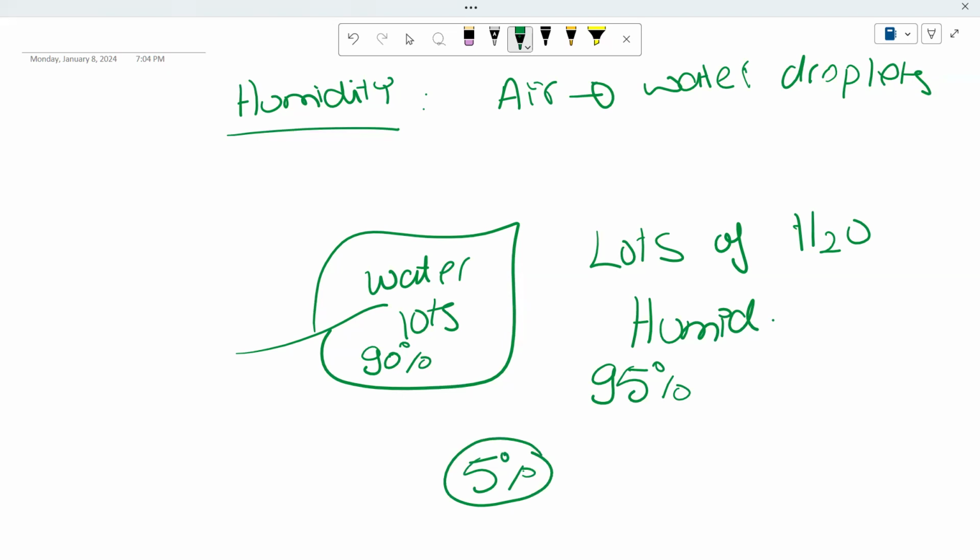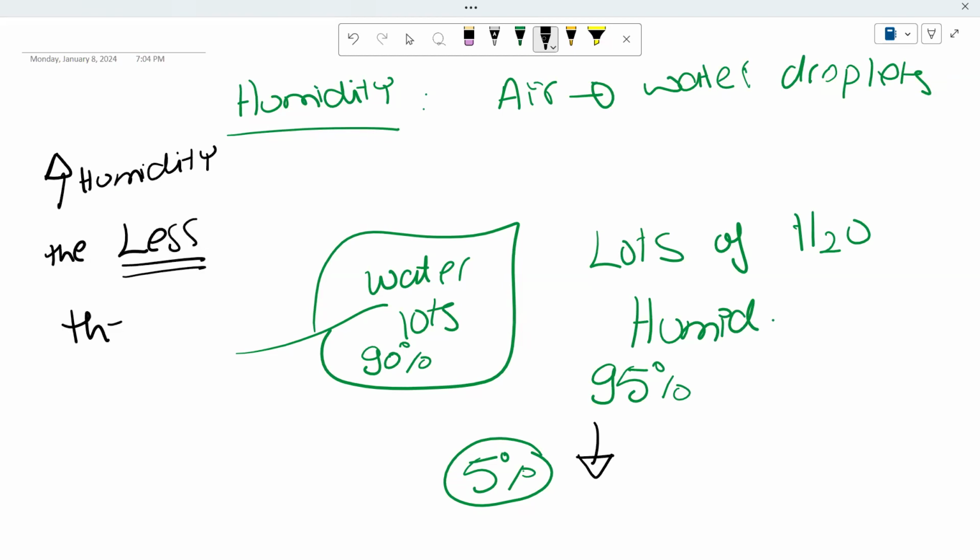Will this increase or decrease the rate of transpiration? Decrease. Very good. So actually, humidity is the only factor that is inversely proportional to transpiration. So the higher the humidity, the less the what? Transpiration. Very good. We're finished.